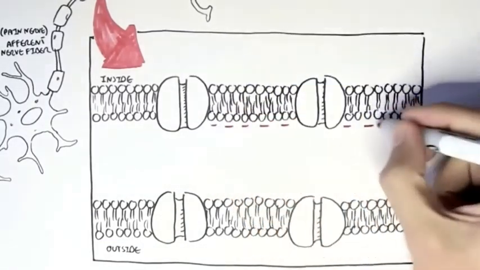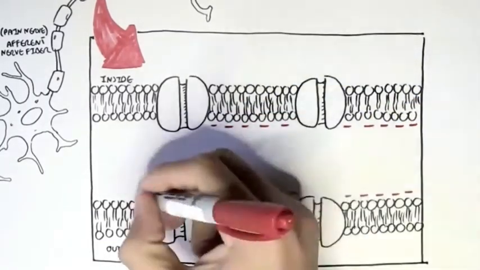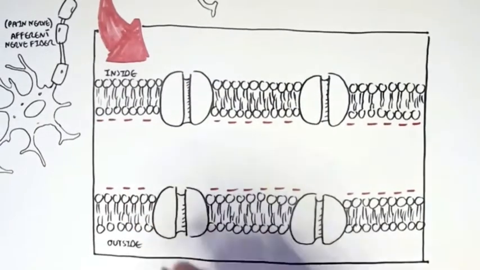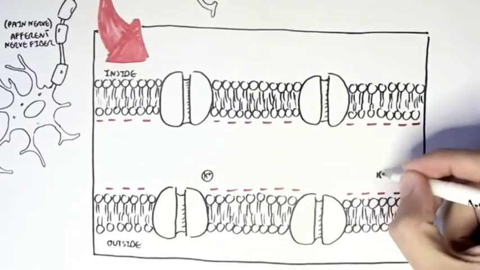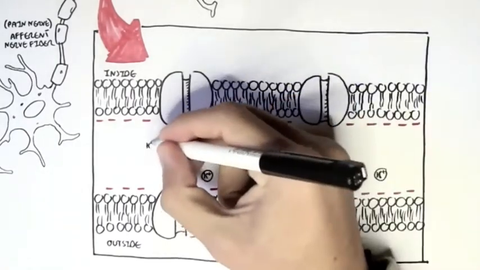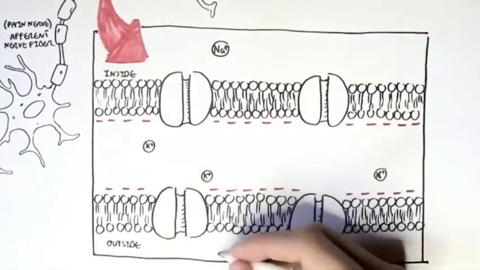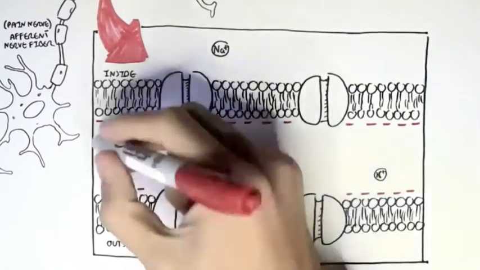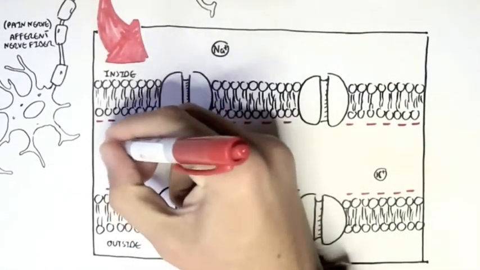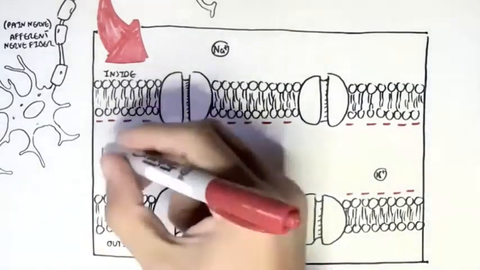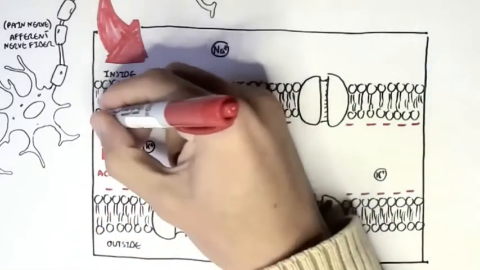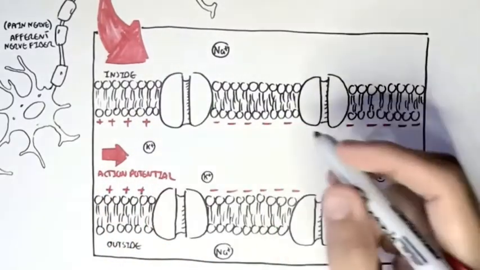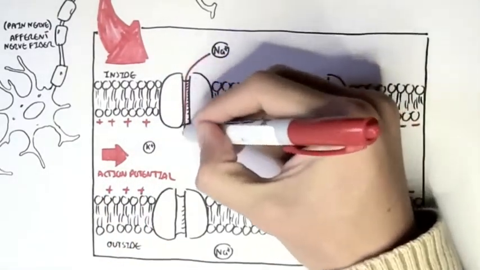In the inside of the neuron, it's more negatively charged with respect to the outside. In the inside, we have more potassium ions, and in the outside, we have more sodium ions. When an action potential or impulse travels along the neuron, the inside will become more positive, like so, because of the influx of sodium ions from the outside to the inside.